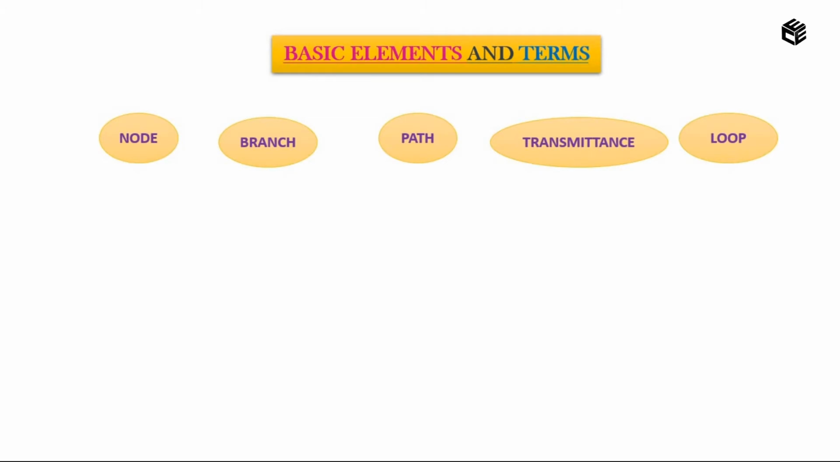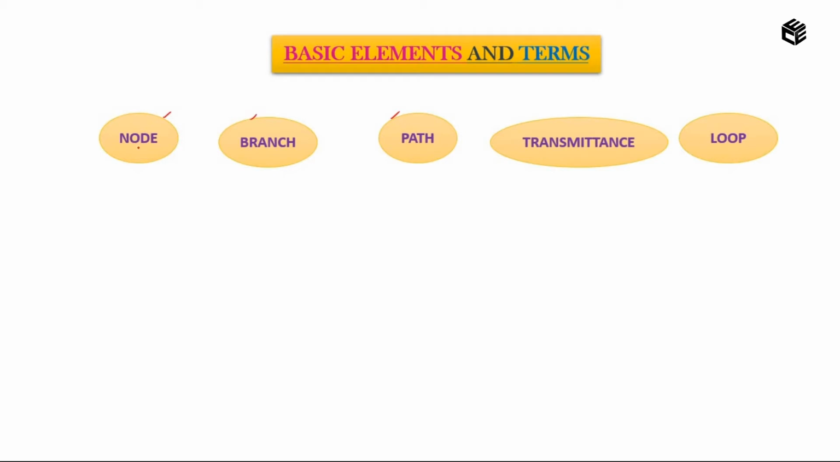So the basic elements and terms can be categorized as node, branch, path, transmittance and loop. So among these five, node, branch and path are the basic elements, whereas we can consider this transmittance and loop as the terms of SFG. Okay, we will be seeing one by one in detail.